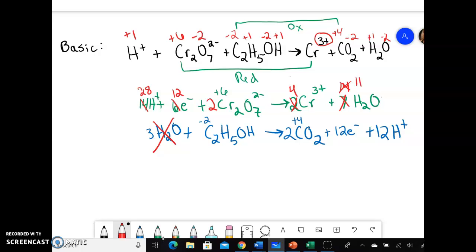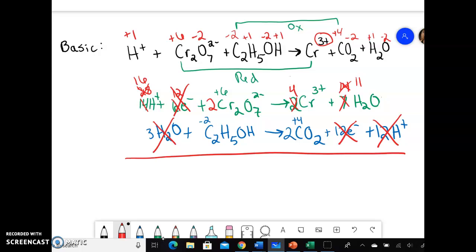Same thing with the hydrogens. I have 12 H pluses in the blue reaction on the right, and I have 28 on the left in the green reaction. So these 12 are going to get canceled out completely, and they're going to cancel 12 of these 28, which will leave us with 16. The electrons will always cancel out. We've got 12 on both sides. I don't see anything else that can cancel, so let's go ahead and put these together.